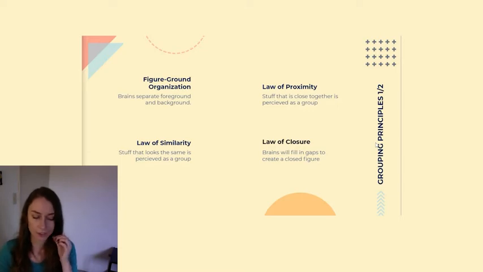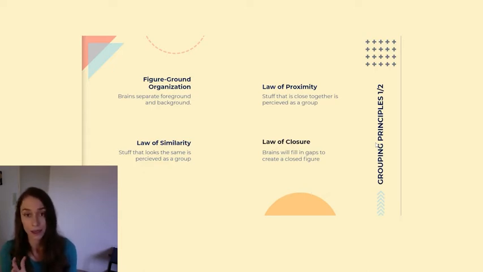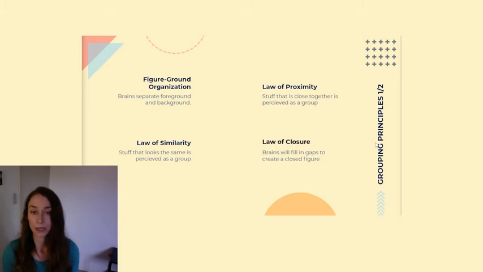Next, we've got the law of similarity. This is the idea that stuff that looks the same is perceived as a part of the same group. So maybe instead of putting stuff close together, you have different things of different colors and different shapes. Your brain is going to perceive things that are the same shape and the same color as a part of the group, even if they're separated across long distances on your page.